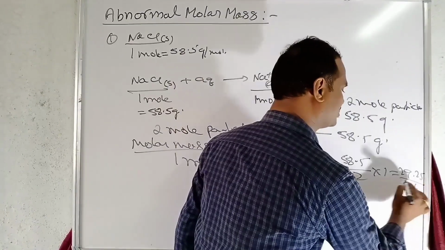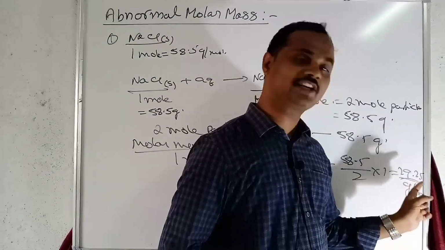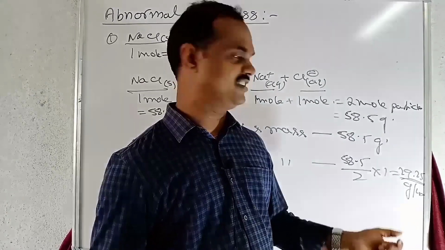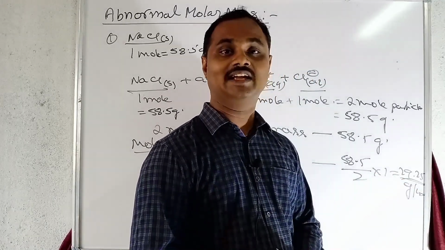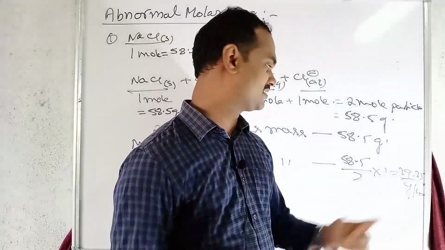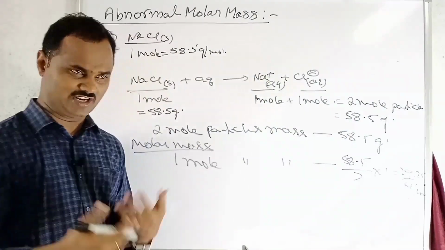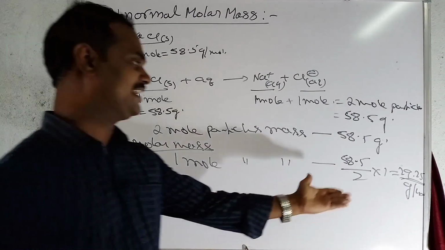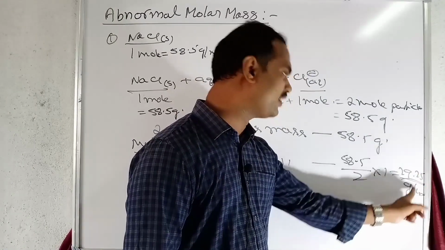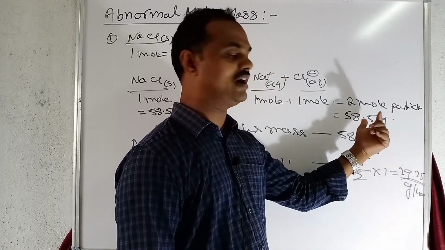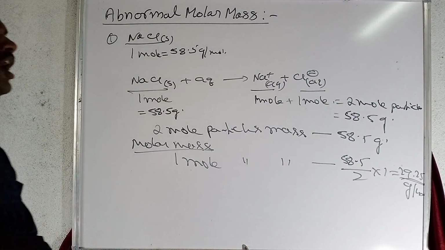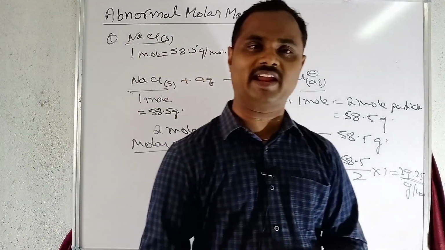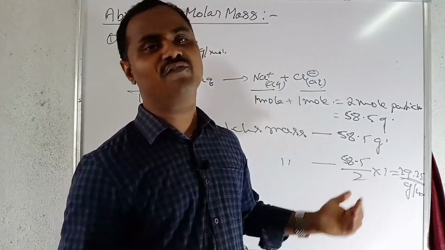So by using colligative property, if we directly calculate the molar mass of NaCl, what are we getting? 29.25. This is a different value from what we are expecting. Expected value is 58.5. Molar mass of NaCl we are expecting to be 58.5, but we got 29.25. That's why this is a different value compared to the expected value. That's why it is called abnormal molecular mass. Why is abnormal molecular mass or molar mass obtained? Due to dissociation of NaCl.